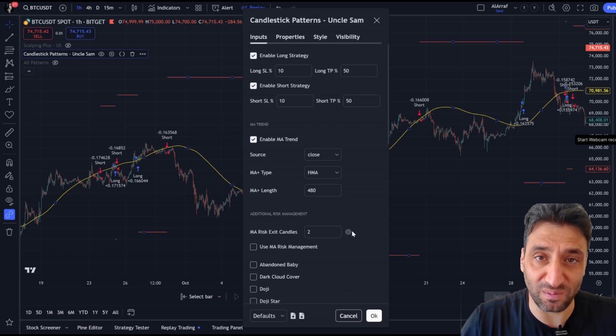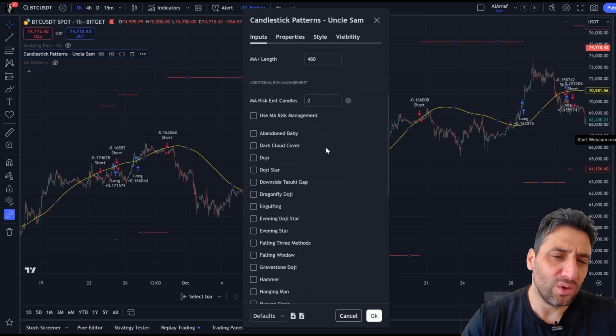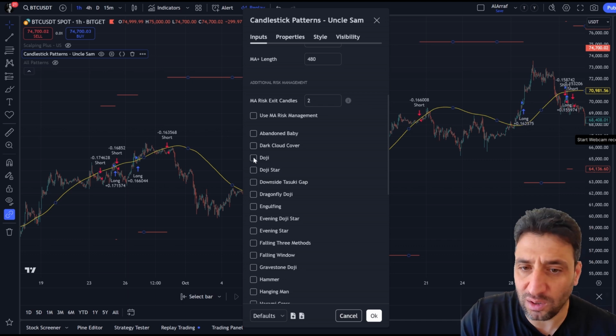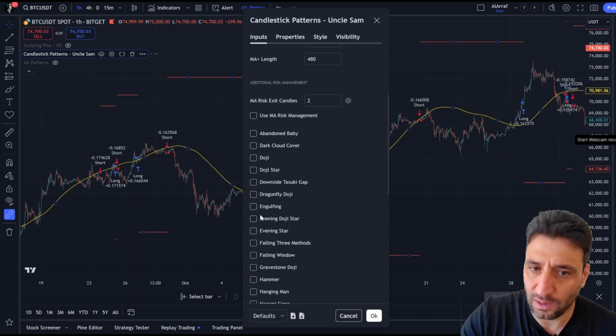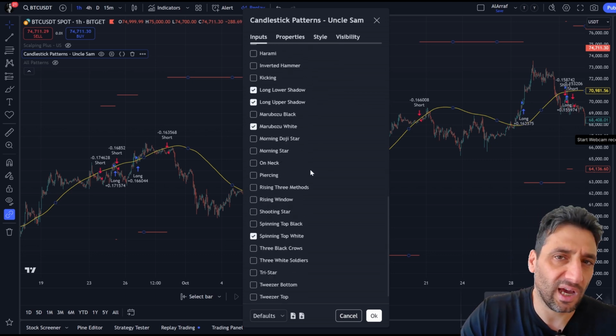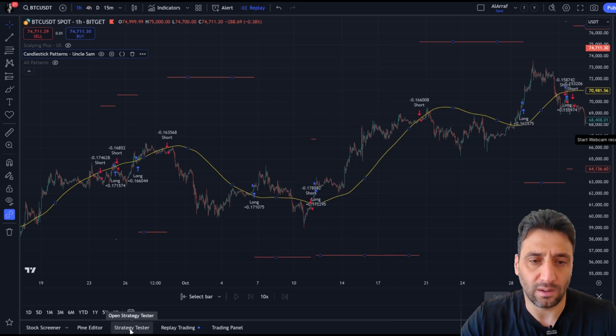Now, the fun and awesome part: choosing your patterns. You can enable or disable specific patterns based on your preferences. Maybe you only want to trade bullish engulfing patterns, or perhaps you're a fan of the hammer. The choice is completely yours. Now let's see how this strategy performs in backtesting.